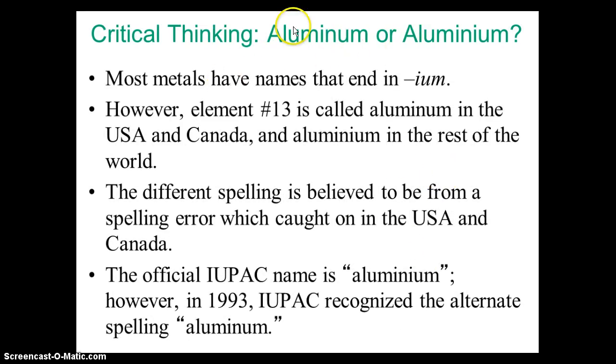Here is a critical thing. Aluminum or aluminium. Most metals have names ending in -ium. However, element 13 is called aluminum in the USA and Canada and aluminium in the rest of the world. The different spelling is believed to be from a spelling error which caught on in the USA and Canada. The official IUPAC name is aluminium. However, in 1993, IUPAC recognized the alternate spelling aluminum.